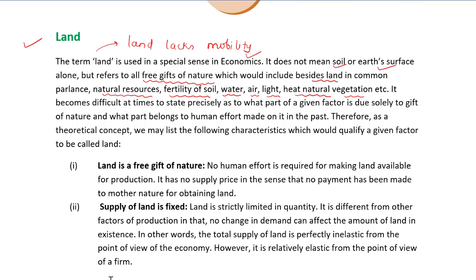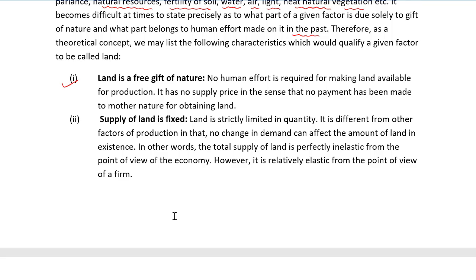But you should understand over here that no development will happen automatically on the land. There would be no construction, no growth over that land if you don't touch that land, if you don't improve the fertility of that land. So it becomes difficult at times to state precisely what part of a given factor is due solely to the gift of nature and what part belongs to human effort. Therefore, as a theoretical concept, the following characteristics qualify a given factor as land. The first is that land is a free gift of nature.